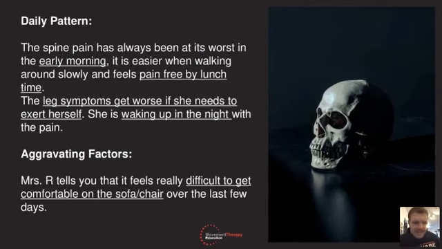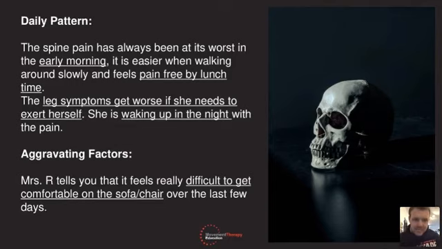Spine pain early in the morning. Okay, what's that indicative of? So if you have joint symptoms early in the morning, first thing, but then easier when walking around, okay, what's that indicative of? What kind of symptoms might that be? She's usually pain-free by lunchtime. Yeah, so it's taken a little while for it to ease off.